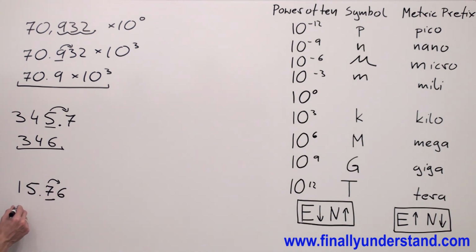And your answer is going to look like this. 15.8. You're supposed to add 1 because I have 6 behind 7. And this is the solution to the problem.